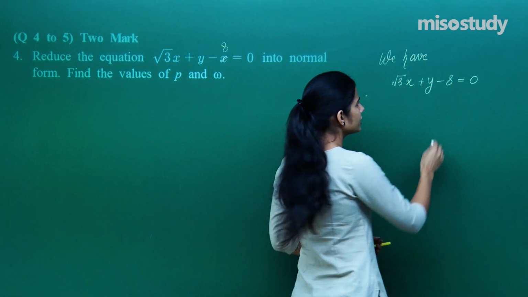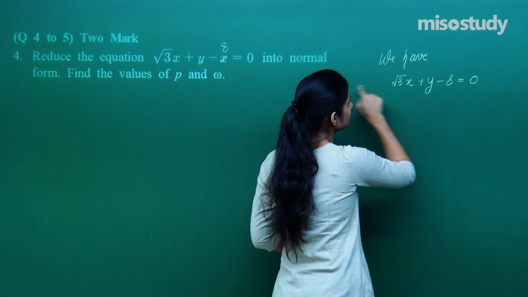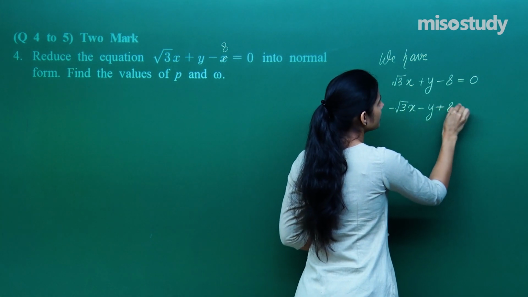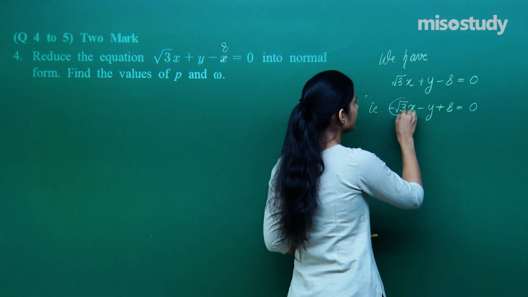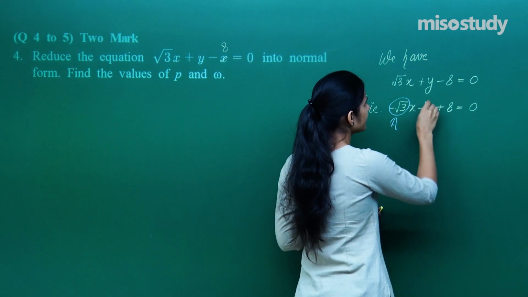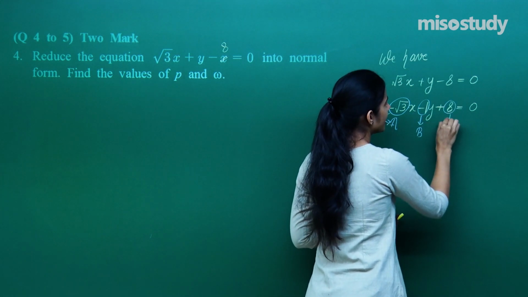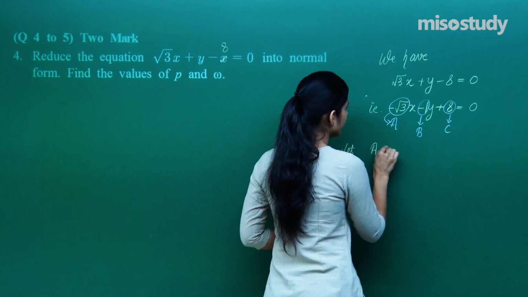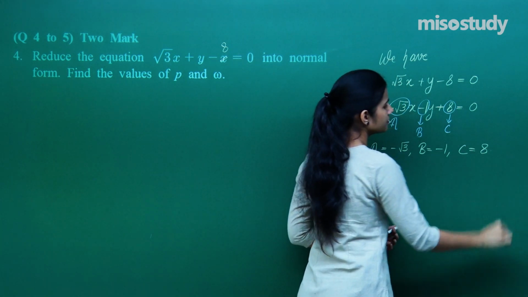Here you can see the constant term is sitting with a negative sign. I don't want that. So, I am going to multiply throughout by minus sign. This is minus root 3x minus y plus 8 equals minus 0, which is 0. Now, you can say that minus root 3 is a, minus 1, minus y means minus 1y, minus 1 is b, and you have 8 as c. So, now I can say a is minus root 3, b is minus 1, c is 8.